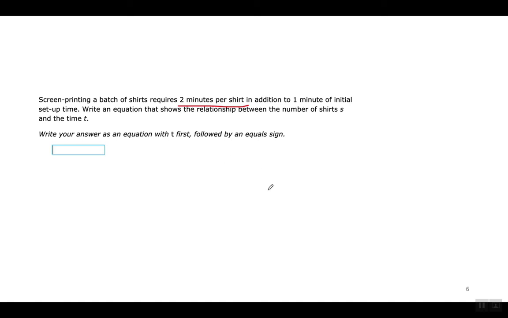All right, so 2 minutes for every shirt plus 1 minute of initial setup time. Write an equation. Your equation should start with T first for the time. So the time it takes to do this is 2 minutes per shirt plus the 1 minute of initial setup time.